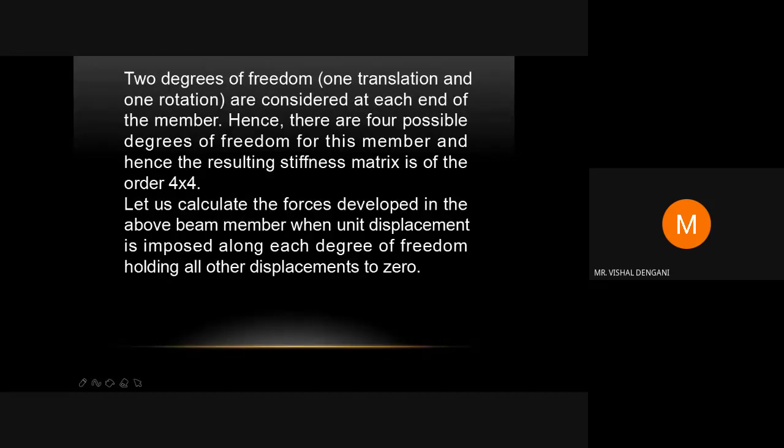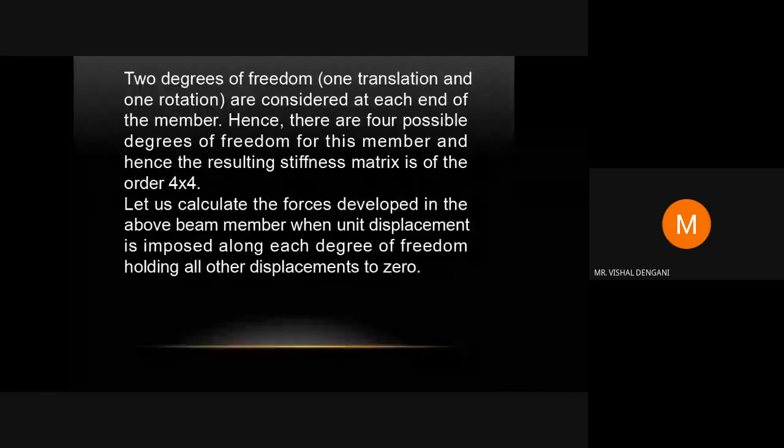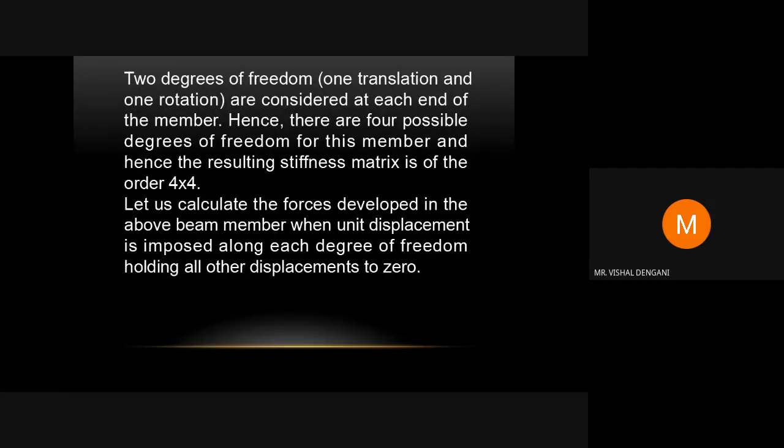Let us calculate the forces developed in the above beam member when unit displacement is imposed along each degree of freedom, holding all other displacements to 0. That means one by one we will give the displacement at each node, keeping all other displacements 0. That we will see in the next slide.